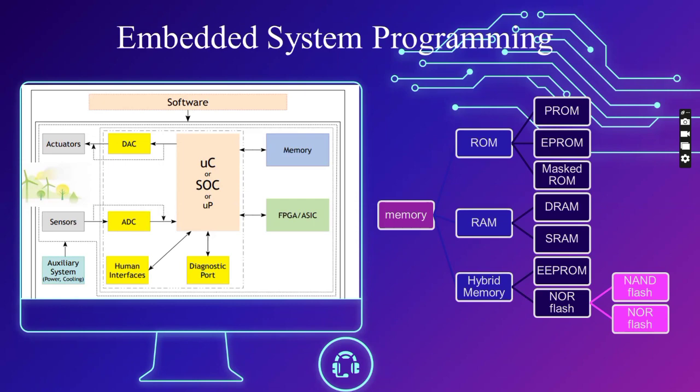DAC. DAC is the digital to analog converter, which is used to convert signals from the microcontroller or the microprocessor to the actuators. The actuators respond to the signals of the microcontroller. Then we have the memory. In the memory, we can talk about three types: the ROM, the RAM, and the hybrid memory. We have the PROM, the programmable ROM, the erasable ROM, and the masked ROM. For the RAM, we have the DRAM, the dynamic RAM, and the SRAM, the static RAM. In the hybrid memory, we have the EEPROM and the flash memory, which is divided into the NOR flash and the NAND flash.